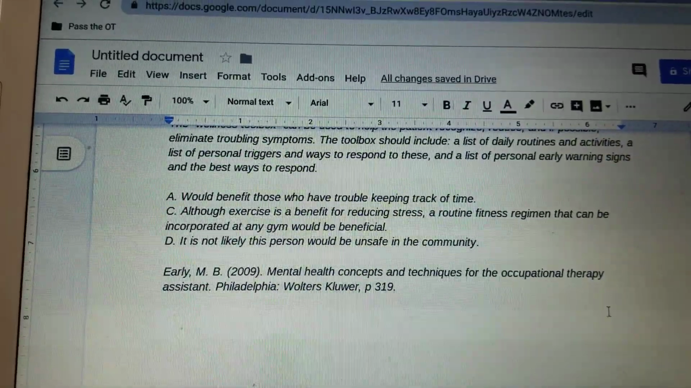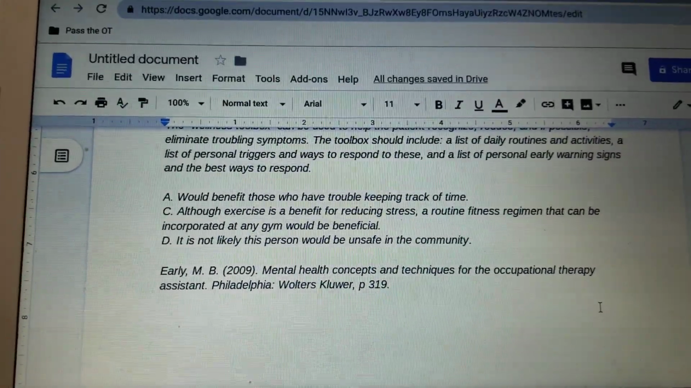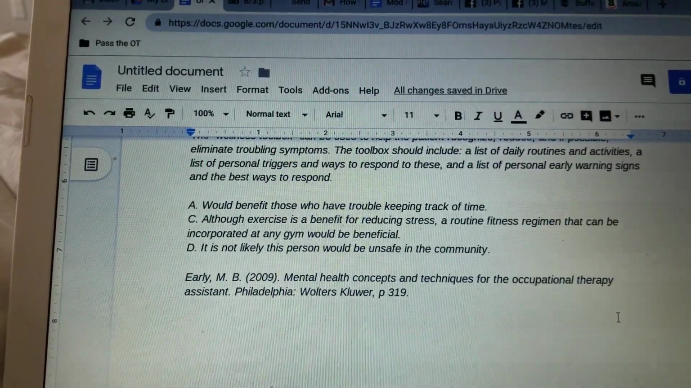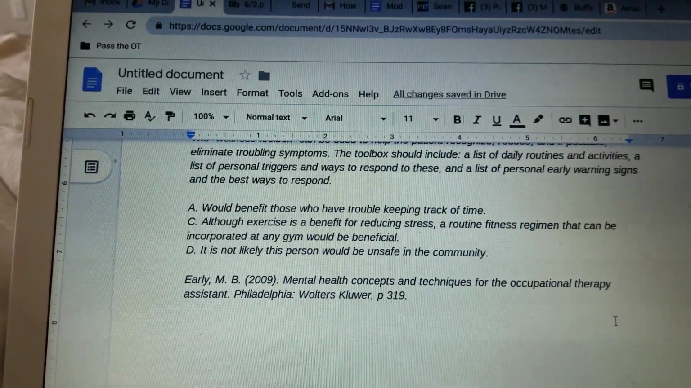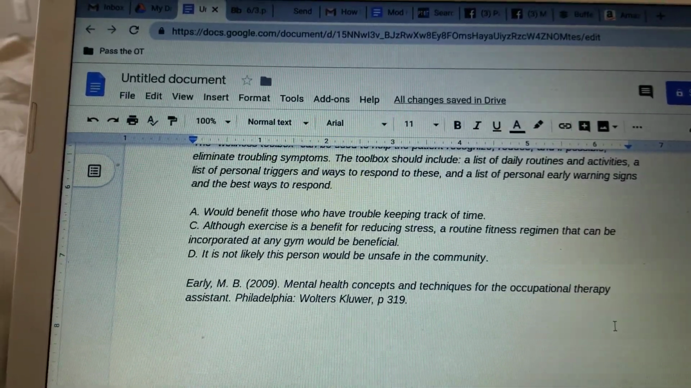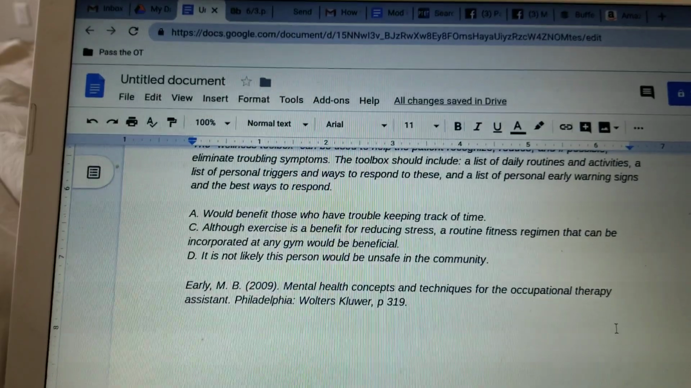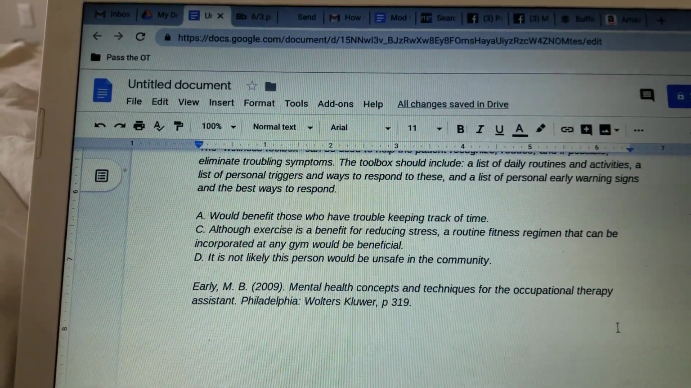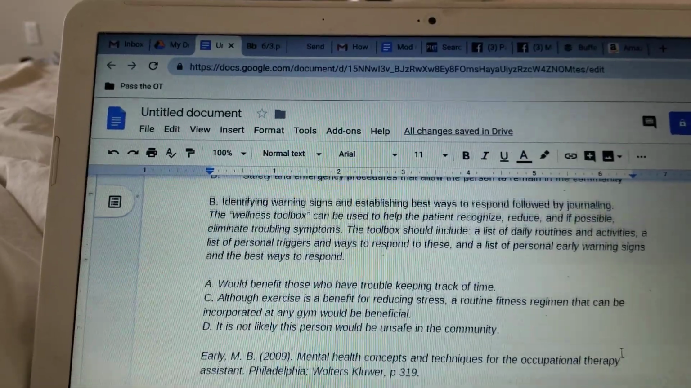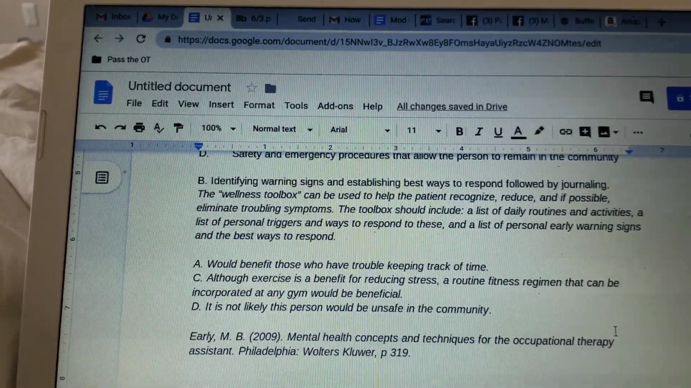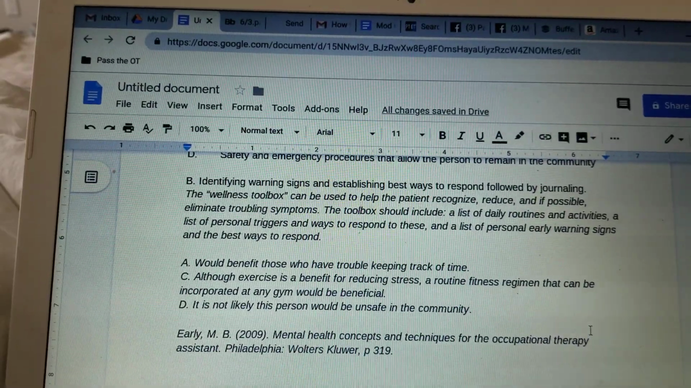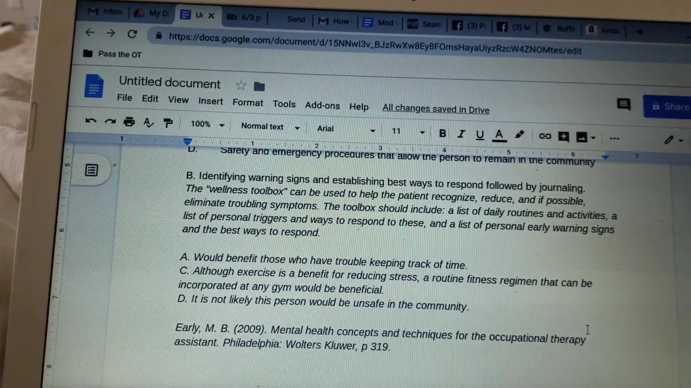Well, we know the answer is not A, which would benefit those who have trouble keeping track of time. And C is not correct because although exercise is a benefit for reducing stress, a routine fitness regimen that can be incorporated at any gym would be beneficial. And we know D is not correct because it is not likely this person would be unsafe in the community. Therefore, B is the correct answer. Identifying warning signs and establishing best ways to respond followed by journaling.